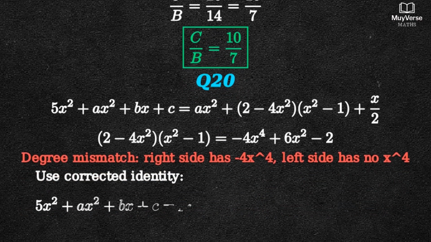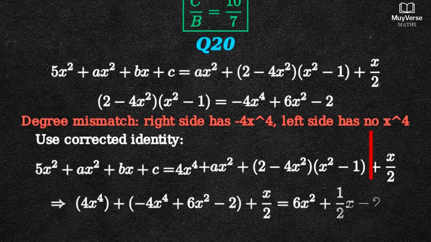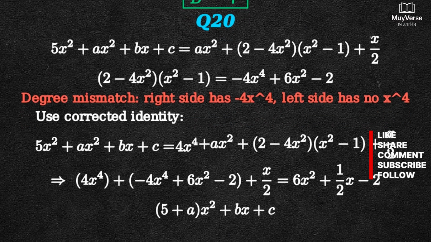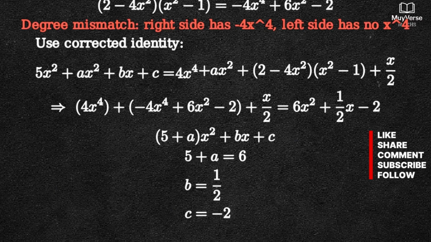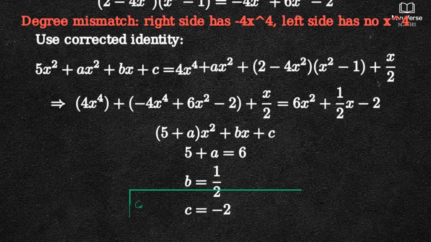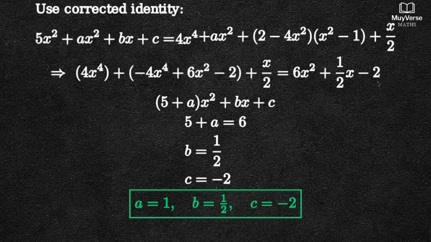A common intended setup adds 4x to the fourth on the right, so that fourth powers cancel. We proceed with that correction. With the correction, the right side simplifies to 6x squared plus 1/2 x minus 2. Match coefficients with the left side, which is (5 plus a) x squared plus bx plus c. Solve. 5 plus a equals 6, b equals 1/2, c equals -2. Therefore a equals 1, b equals 1 over 2, c equals -2.